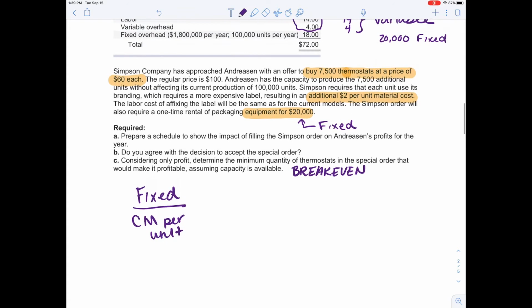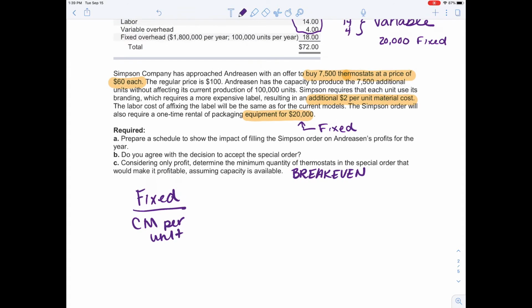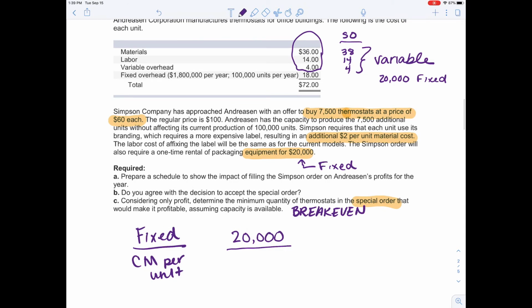Right? So remember that. Now we're only considering the special order. So this is only for that special order. The fixed cost in the special order was $20,000. The contribution margin per unit, we need to figure out.